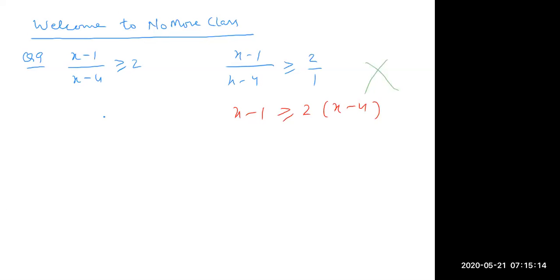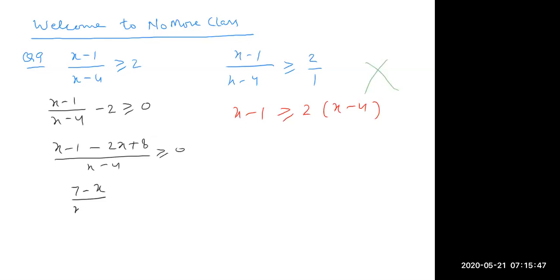So the correct approach for solving this problem will be to write x minus 1 upon x minus 4 minus 2 greater than or equal to 0. This is the correct approach. Now take LCM. So x minus 1 minus 2x plus 8 upon x minus 4 greater than 0. So now x minus 2x, what is left? 7 minus x upon x minus 4 greater than 0. This is left.